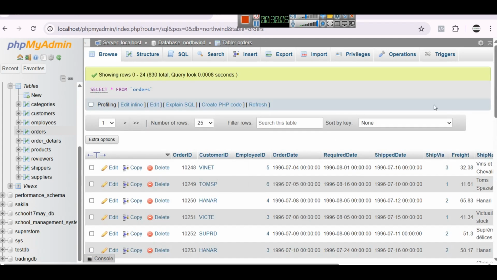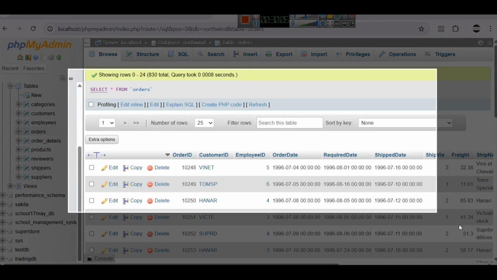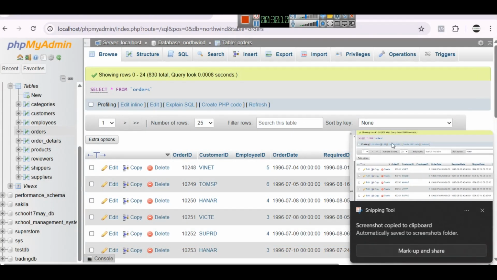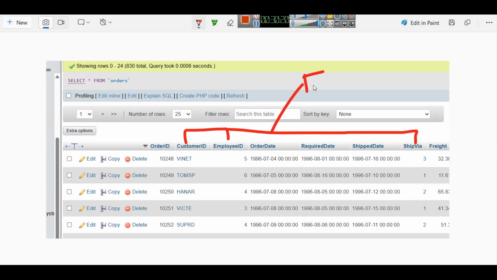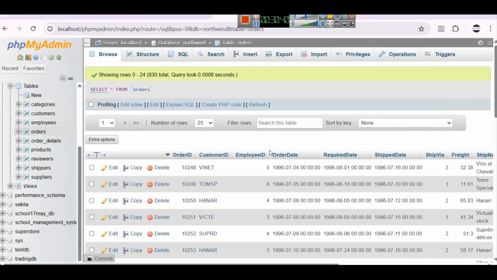Here, let me take the screenshot and remember, okay? Because this is a different example. Here, customer ID, employee ID, and ship via, these three are foreign keys. Is it okay? And this one is the PK, primary key.